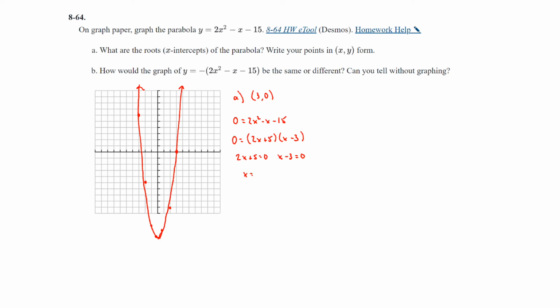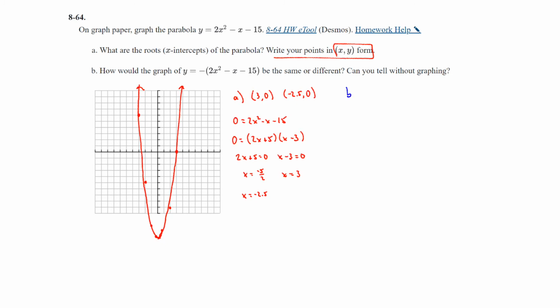And so what you'll notice is that x is equal to negative 5/2. There's the 3, which we expected. So x does fall right in between negative 2 and negative 3. And that would be the second point. So negative 2.5, comma 0. It does say to write your points in ordered pair form, so I did that as well.